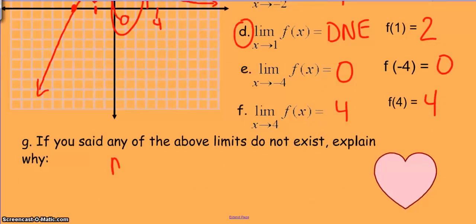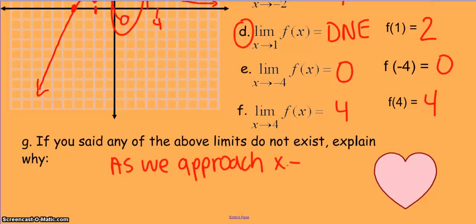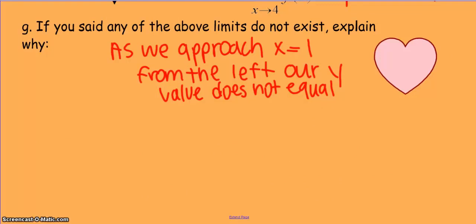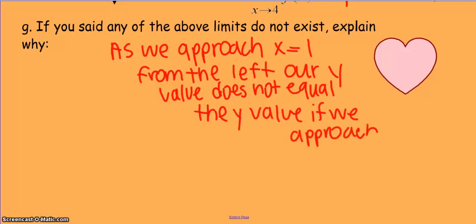So as we approach x equals 1 from the left, our y value does not equal the y value that would be if we approached from the right. So therefore, our limit doesn't exist.